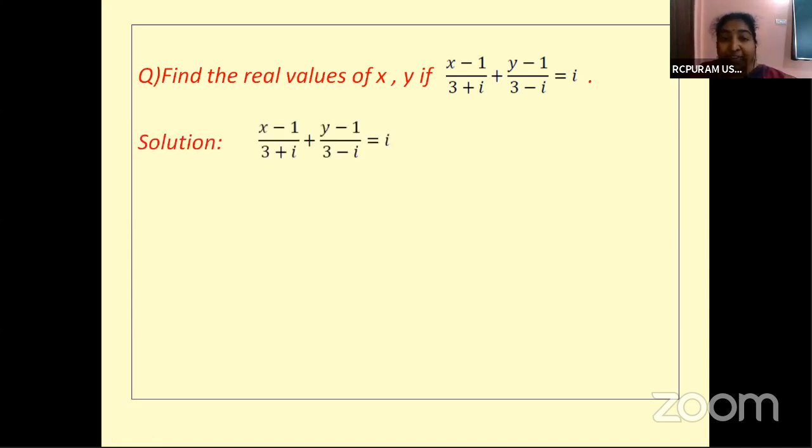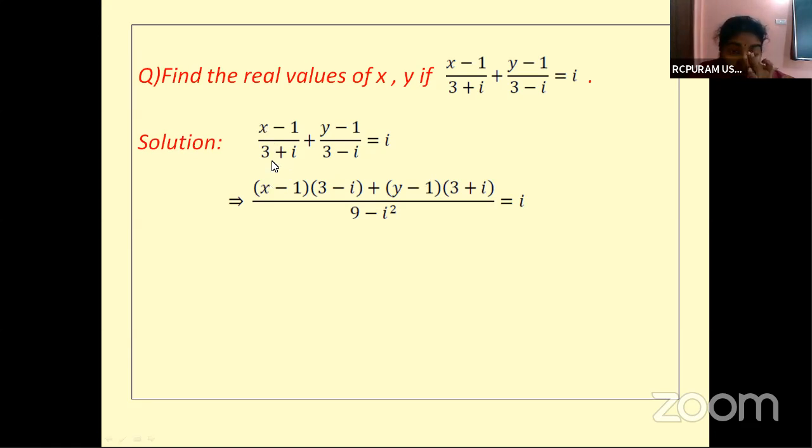So we are given (x minus 1) by (3 plus i) plus (y minus 1) by (3 minus i) is equal to i. We'll take the LCM, that is (3 plus i) into (3 minus i), which gives you 9 minus i square, because it is in the form of (a plus b) into (a minus b). Then you have in the numerator (x minus 1) into (3 minus i) plus (y minus 1) into (3 plus i) is equal to i. We'll go for further expansion.